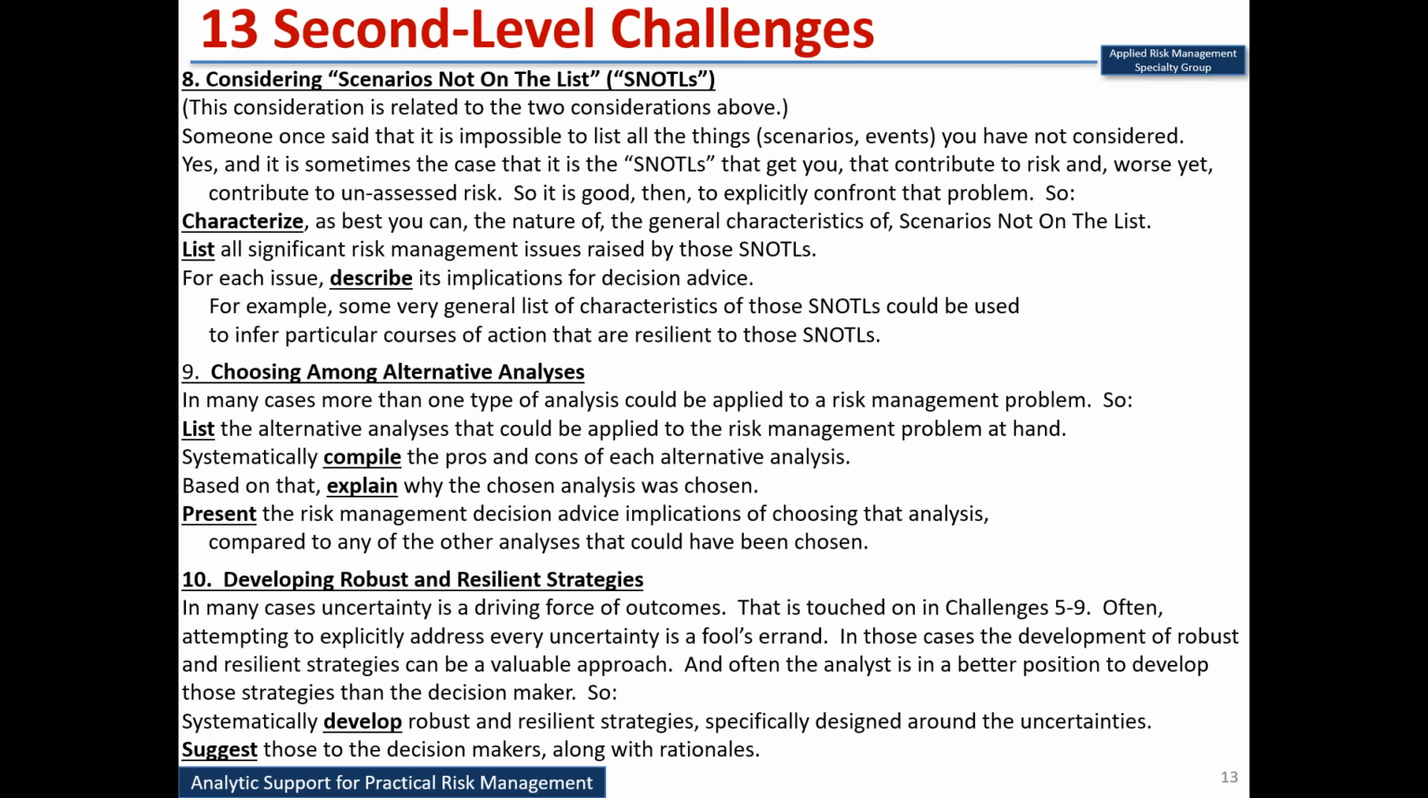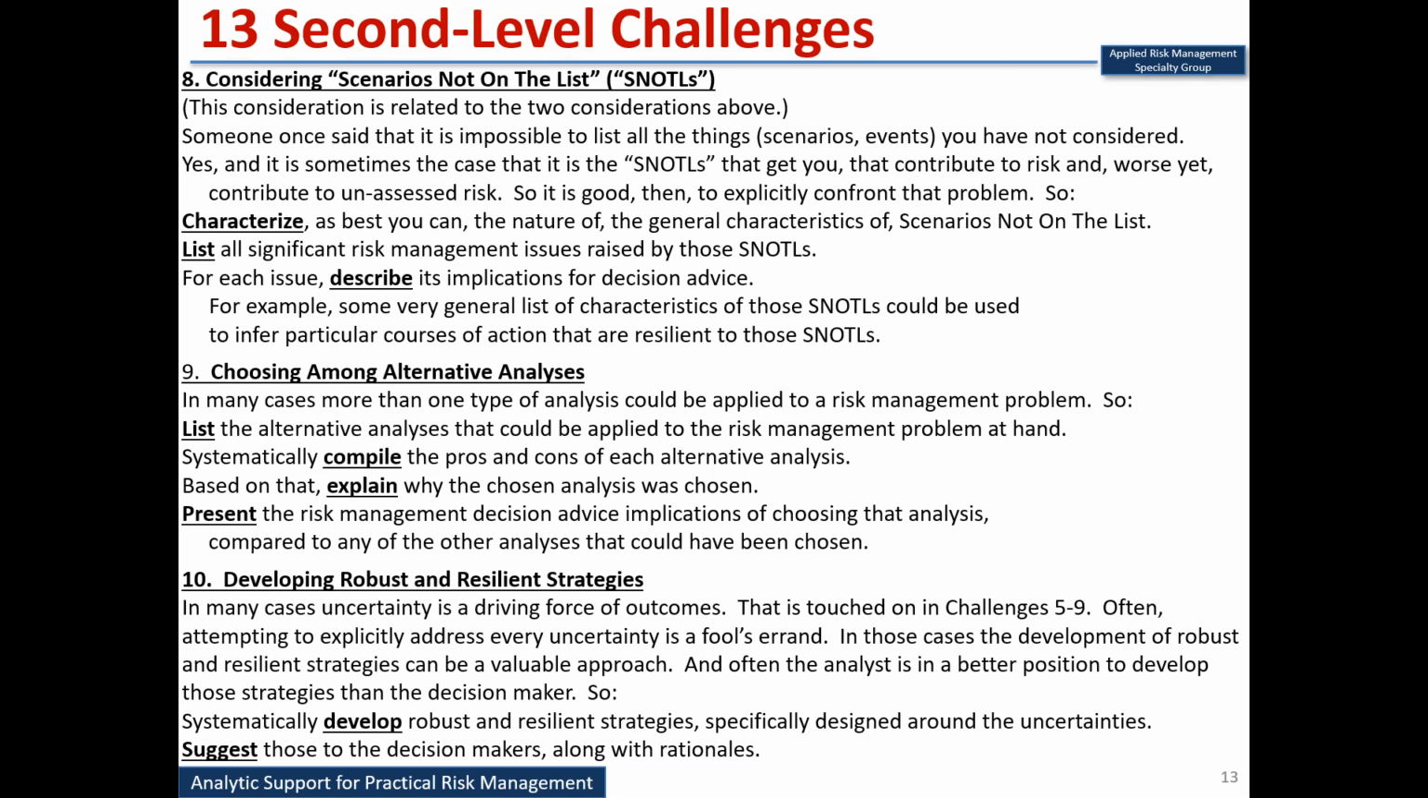Sometimes the risk analyst is not in charge of developing robust and resilient strategies. He's involved in evaluating risk, analyzing risk. Yeah, but I don't mean to be too extensive in patting ourselves on the back, but very often us risk analysts actually have a better idea of at least suggestions for robust and resilient strategies than the decision makers, bless their hearts.